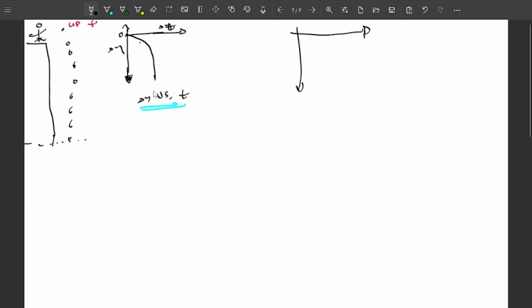Okay. So let's come here. The velocity graph. Now for the velocity graph, how are we going to describe it? Now for up is positive, here's how. So this is changing y, changing t, sorry, and we have the velocity.